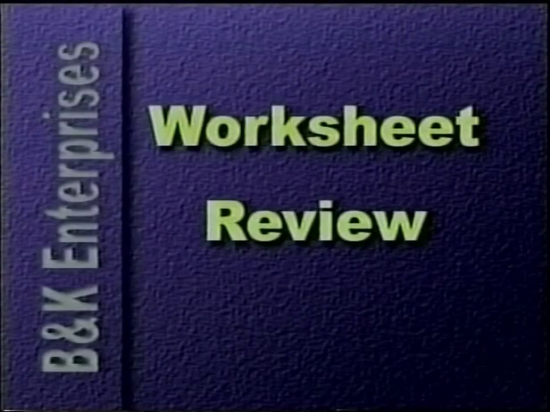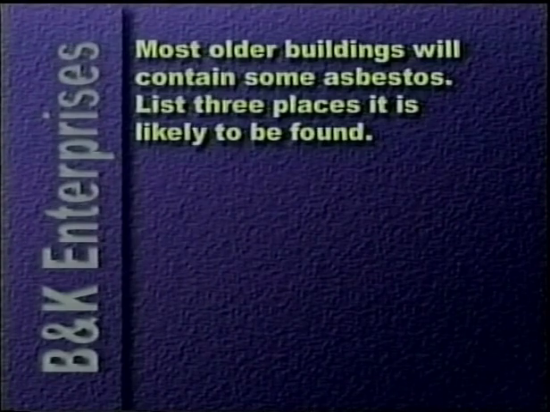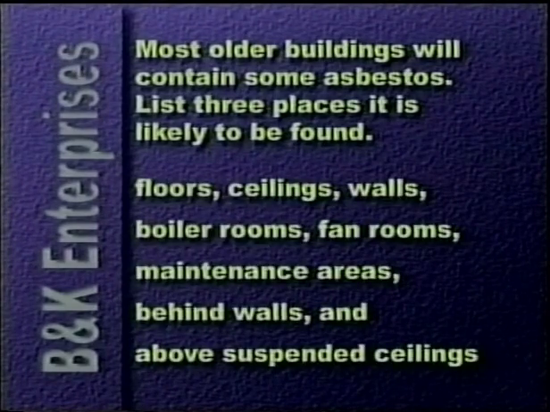We will now continue our program by reviewing worksheet number 2. Question number 1. Most older buildings will contain some asbestos. List 3 places it is likely to be found. Correct answers include floors, ceilings, walls, boiler rooms, fan rooms, maintenance areas, behind walls, and above suspended ceilings.